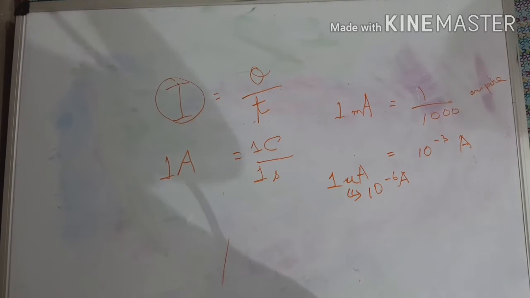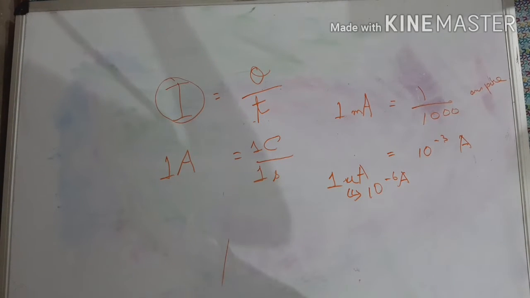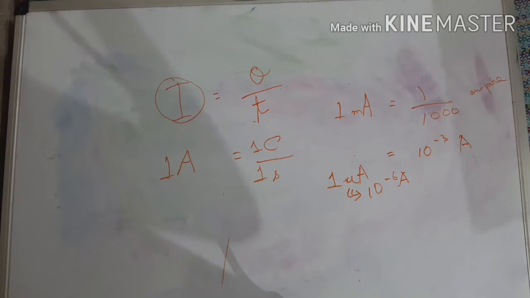Now what makes an electric charge or current to flow in a wire, in a conductor? That is the potential difference between the ends of the wire. The potential difference between the ends of the wire is responsible for the movement, which allows the electric charges or current to flow in a wire.